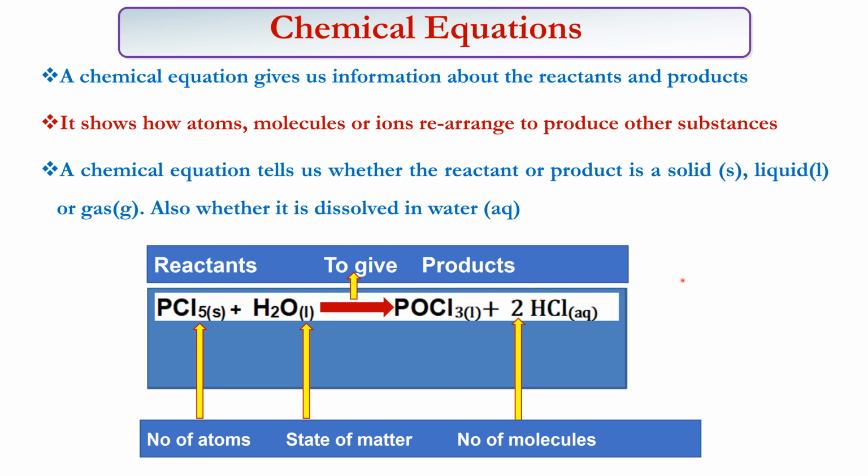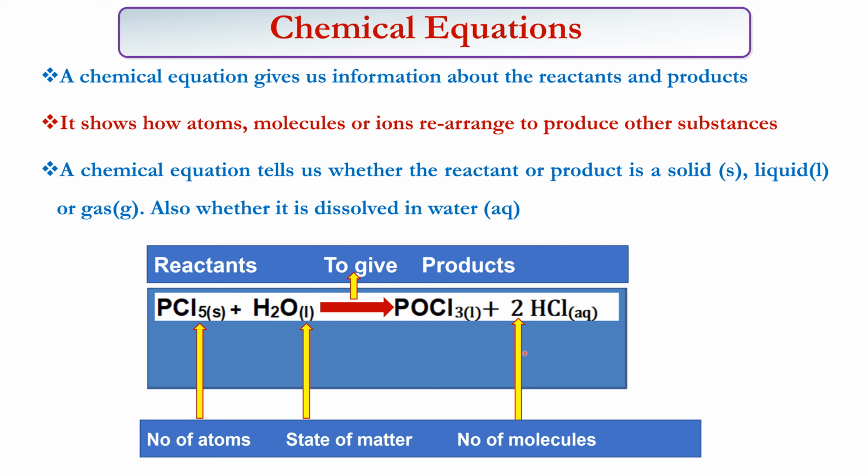So it gives us information about the type of reactants that we have and also the type of products that are formed. Also, it shows us how atoms, molecules, or ions rearrange to produce other substances. For instance, in this equation, it shows us that when PCl5 reacts with water, it will form POCl3 plus HCl. So it shows us how these reactants react and how they have rearranged to form other new substances.